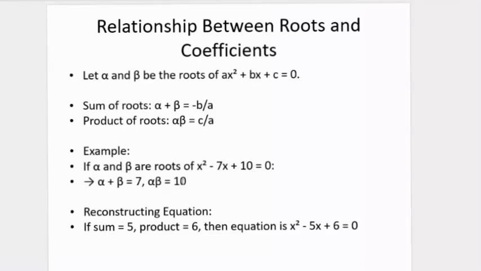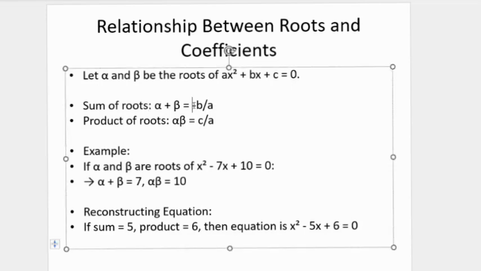Now, let's say the reverse is the case. Let's say you are given the sum and the product of the roots. So they are telling you that alpha plus beta is equal to 5, right? And we are told that the product, that's alpha beta, is equal to 6. And they now ask you to find the quadratic equation. That's very easy actually, because you have this relationship that alpha plus beta is minus b over a and alpha beta is c over a.